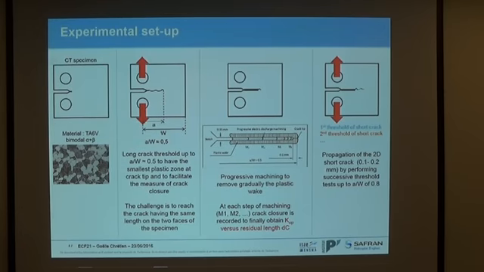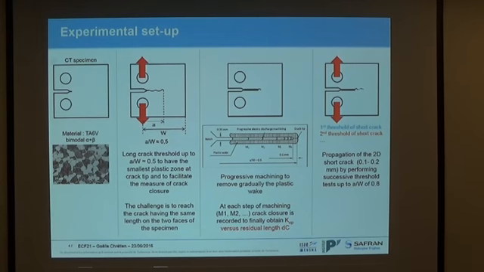Let's move to the experimental setup. So I use CT specimen because it facilitates the crack closure measurement. And the material studied here is a beta-metastable titanium alloy used in compressor of aeronautical turbines. So my experimental procedure consists in 3 steps. The first one consists in propagating a long crack up to reach the threshold in order to obtain the smallest plastic zone at crack tip and to facilitate the crack closure measurement.